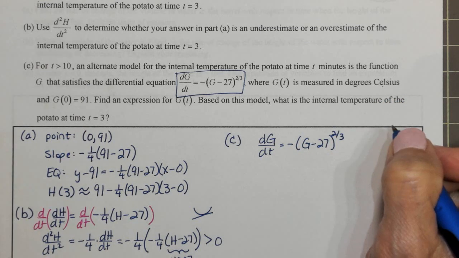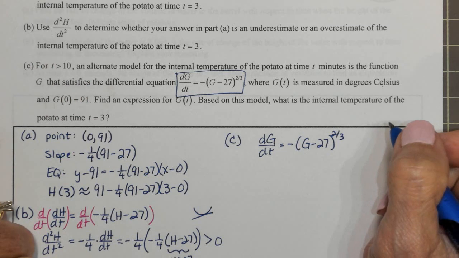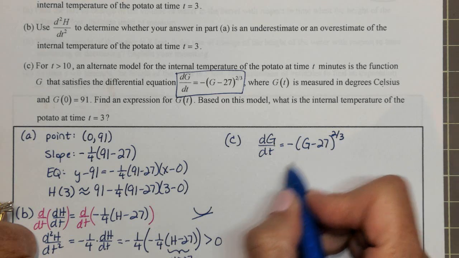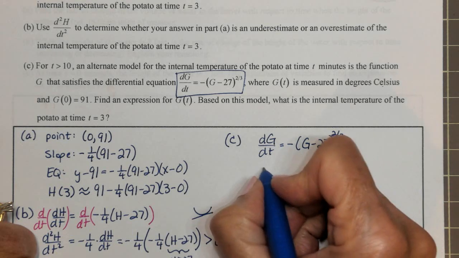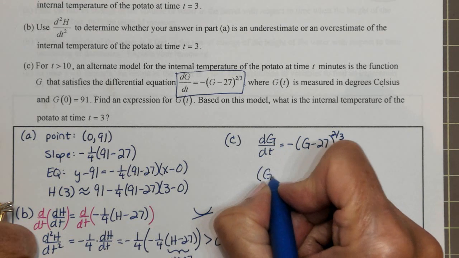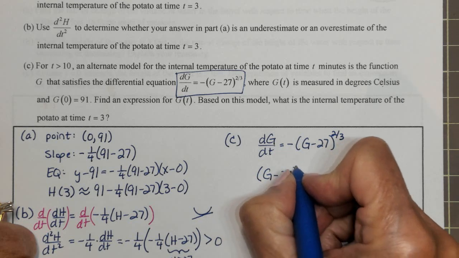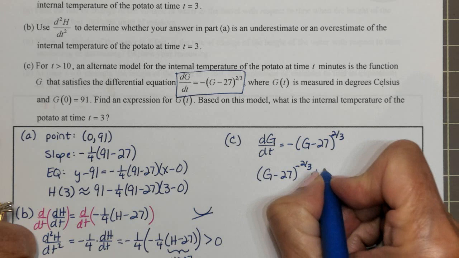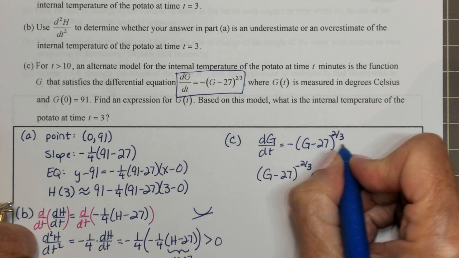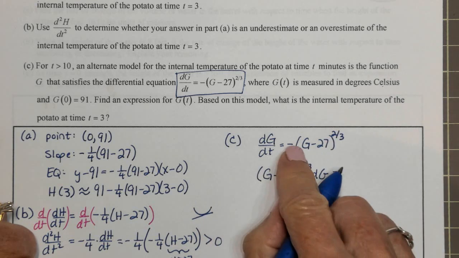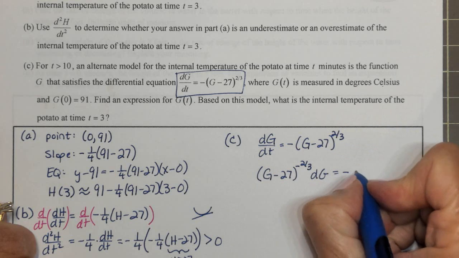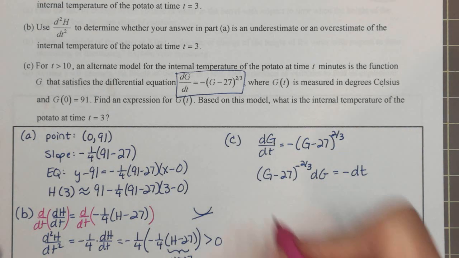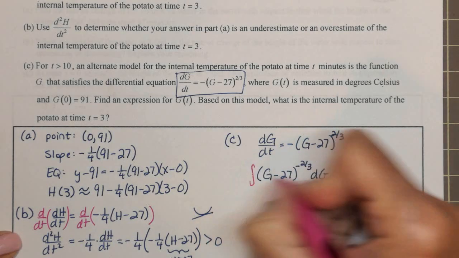Okay, I'm going to carefully separate and then I will integrate. So I'm going to divide both sides by this g minus 27 to the 2/3. That will make it g minus 27 to the negative 2/3 dg. And then I'm going to multiply both sides by the dt. I still have that negative over here, so negative dt. So I have separated. Now I'm going to integrate.